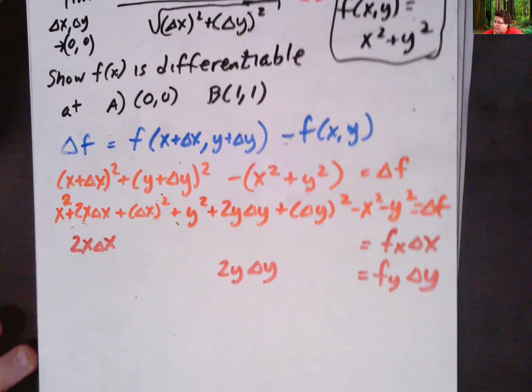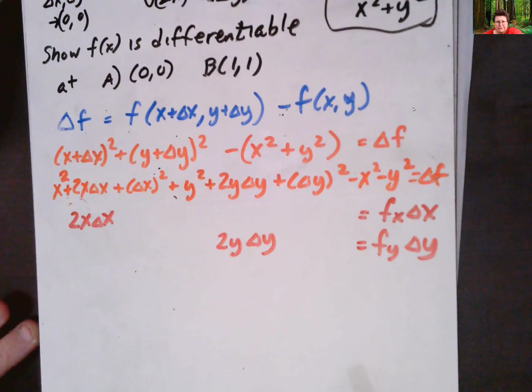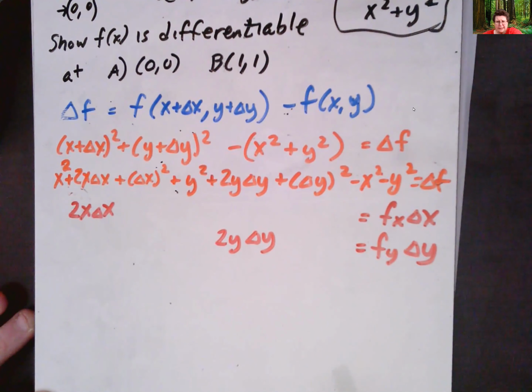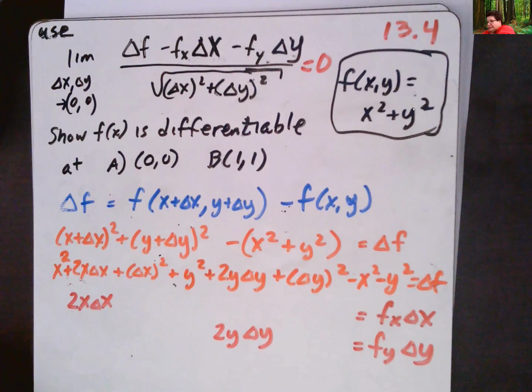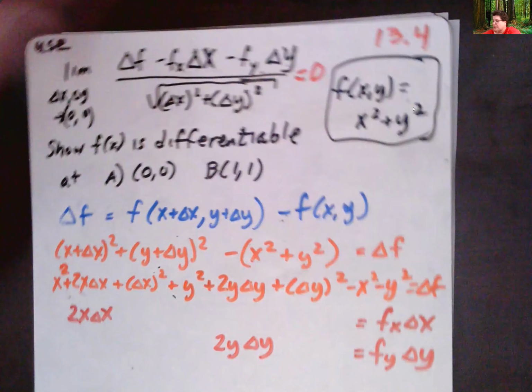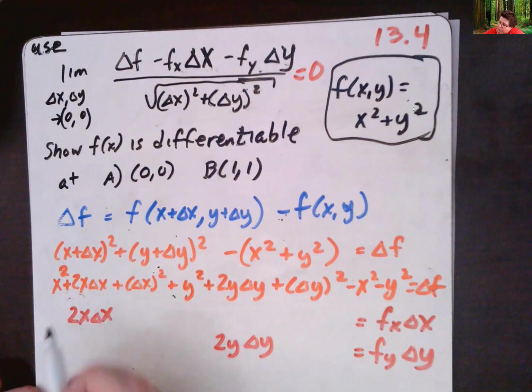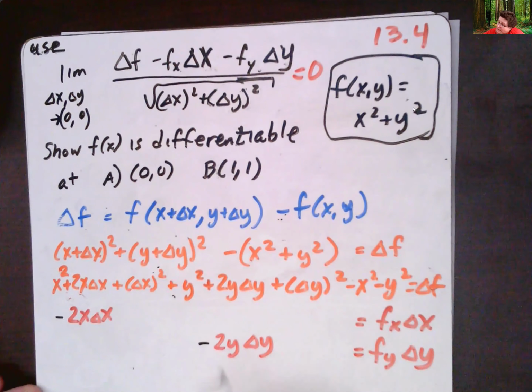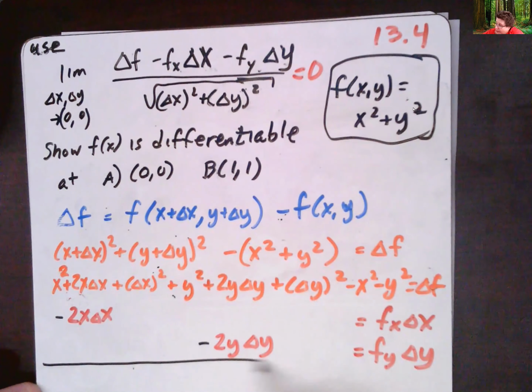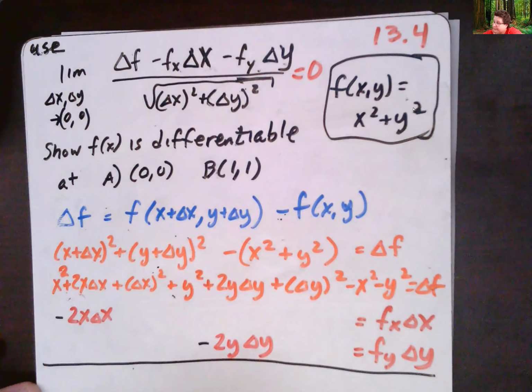All right, so I wrote out delta f. I wrote out the partial with respect to x times delta x, the partial with respect to y times delta y. And remember, to do this, I should bring the formula back down. We need to subtract the partial derivatives. So I'm going to do subtraction right there. Now let's just see what we end up with as our numerator.